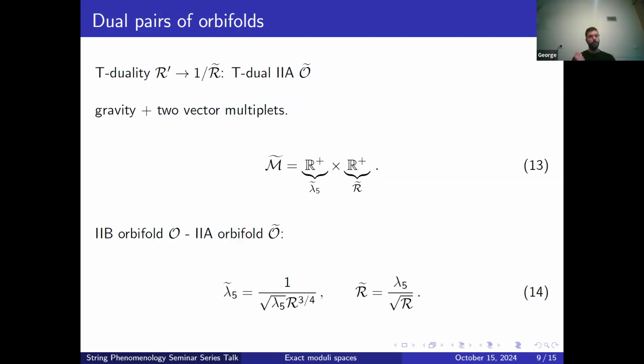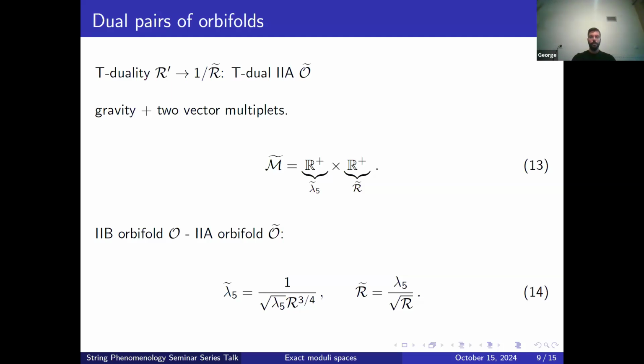Now we take one step further and we construct the T-dual orbifold by performing a T-duality, R prime goes to 1 over R tilde. This T-dual type 2A orbifold I denote by O tilde. Again, this orbifold has only gravity and two vector multiplets in the massless spectrum and the same moduli space. But the important thing to keep from this discussion of the orbifolds and the dualities is that the initial orbifold O and the final orbifold O tilde are related in a non-perturbative way.